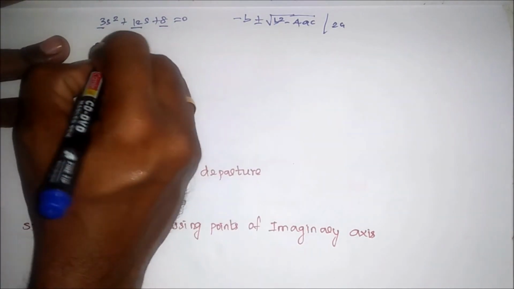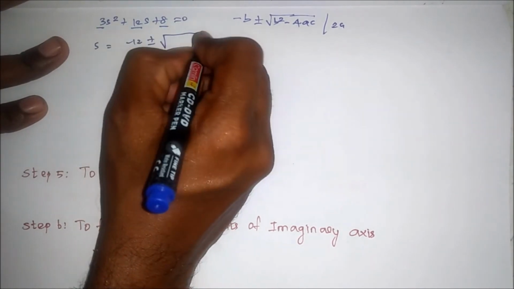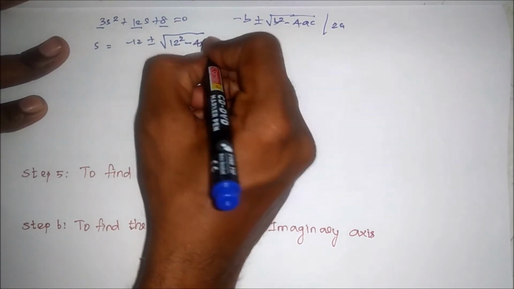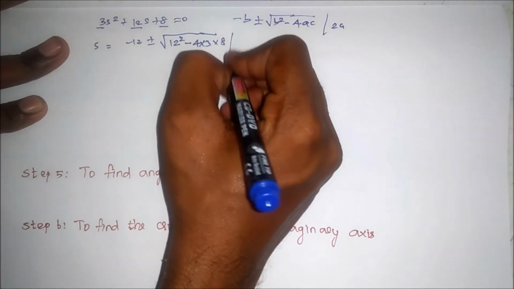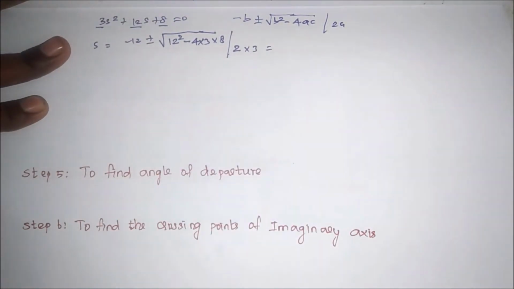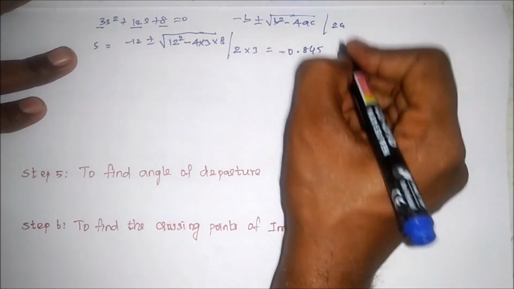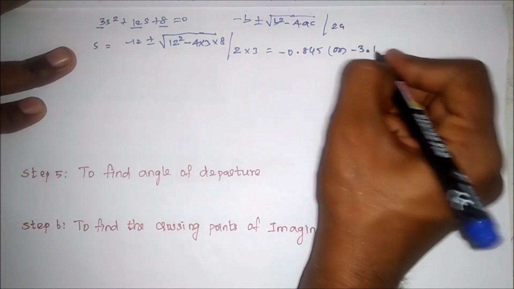Therefore the roots, s equals minus b, minus 12, plus or minus square root of b square minus 4ac, where a equals 3, c equals 8, divided by 2a, where 2 into a is 3. So now we will get minus 0.845 or minus 3.154.